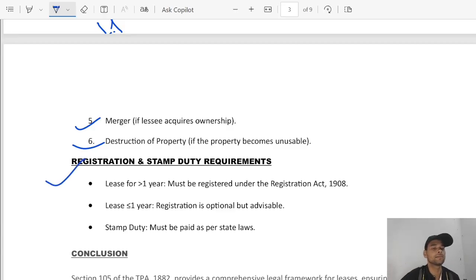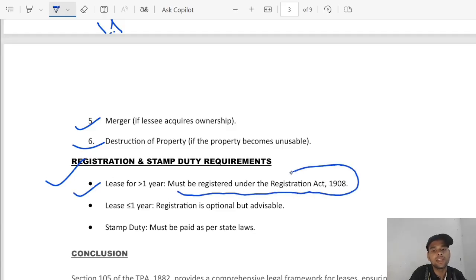The last subtopic is registration and stamp duty requirement. If a lease is for more than 1 year, then it must be registered under the Registration Act 1908. Why does it need to be registered? Because registration gives rights and liabilities to the lessor and lessee.